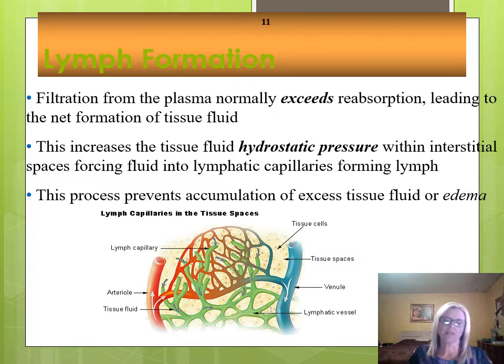So edema is the accumulation of tissue fluid in interstitial spaces. This occurs when things are not flowing correctly. Filtration from the plasma normally exceeds reabsorption, which leads to the net formation of tissue fluid. This increases the tissue fluid's hydrostatic pressure within those interstitial spaces and forces that fluid into the capillaries, forming lymph. And this, of course, prevents the accumulation of edema. So when this process is not working right, this is where we get the formation of edema.